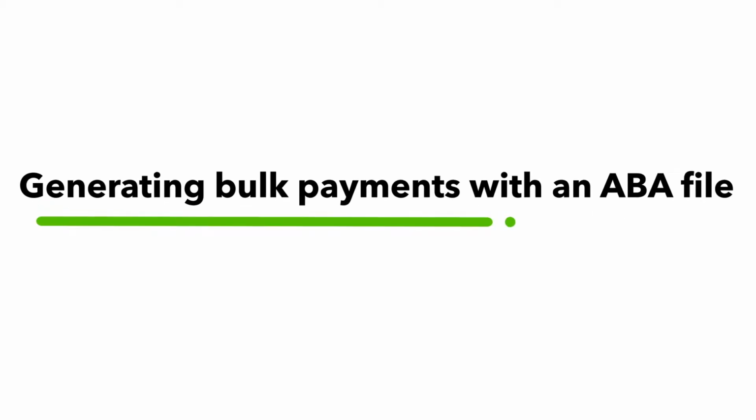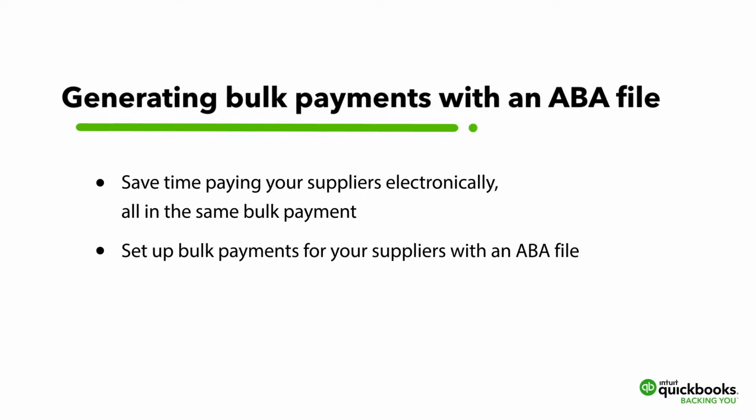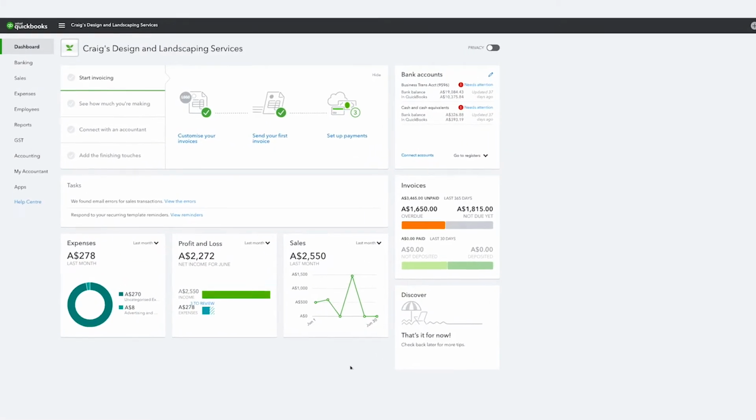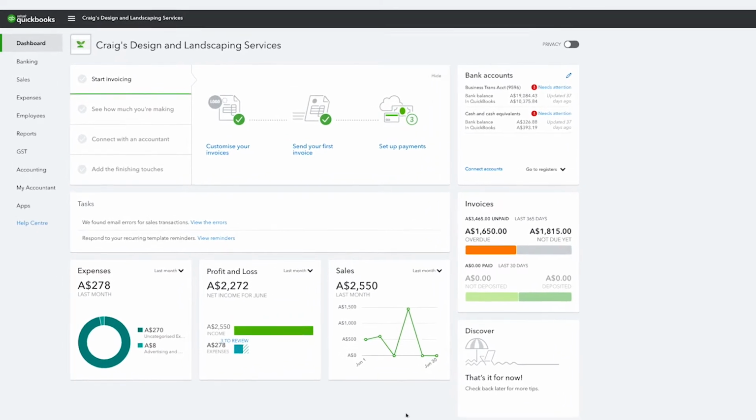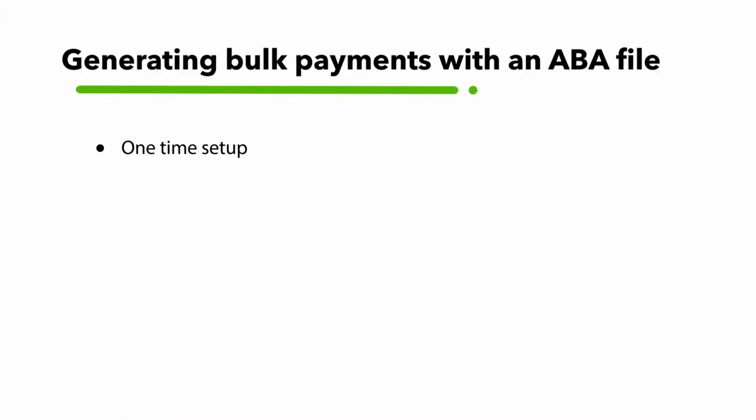Save time by paying your suppliers electronically with QuickBooks Online, all in the same bulk payment. This short video will explain the process of setting up bulk payments for your suppliers with an ABA file. An Australian Bankers Association file is payment data contained in an electronic file which is then uploaded directly to your banking system online. The setup is once only, and then you're ready to go.